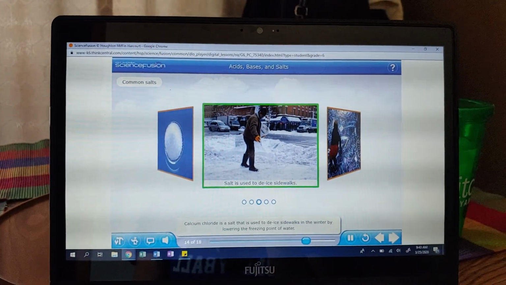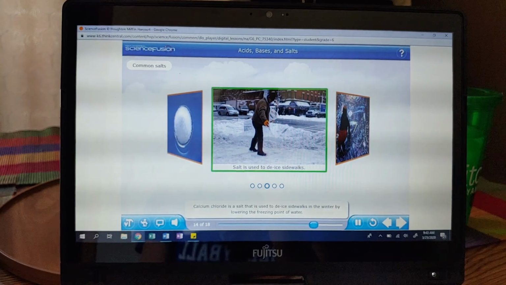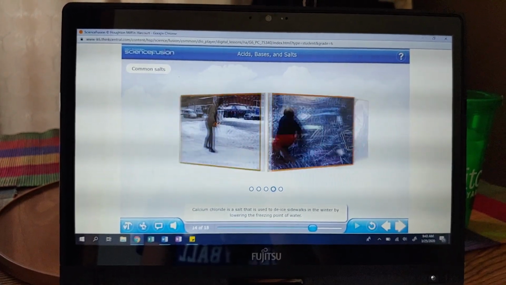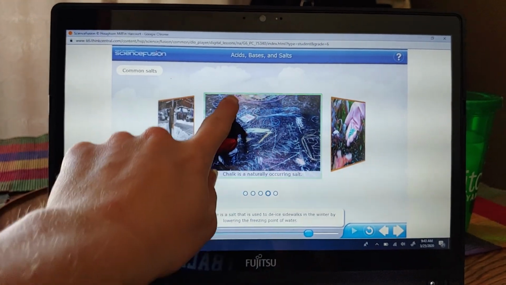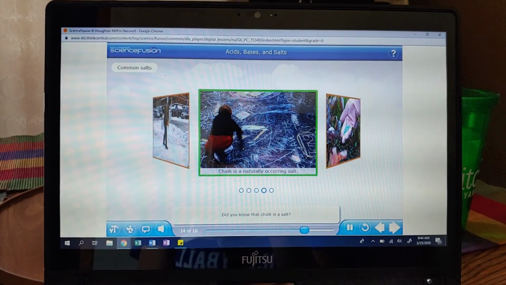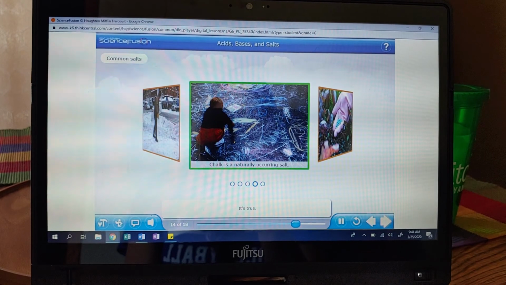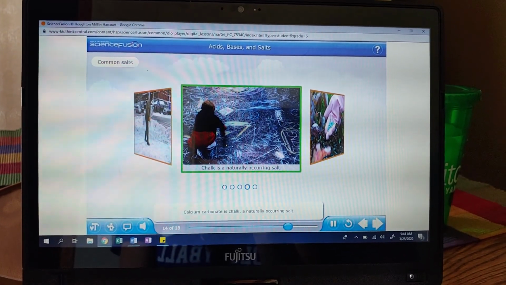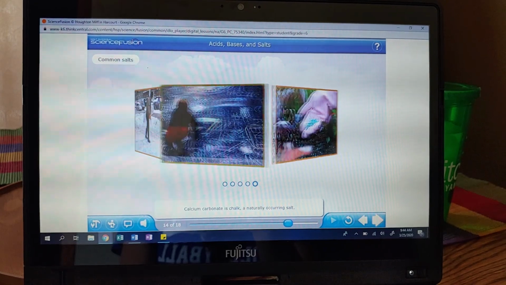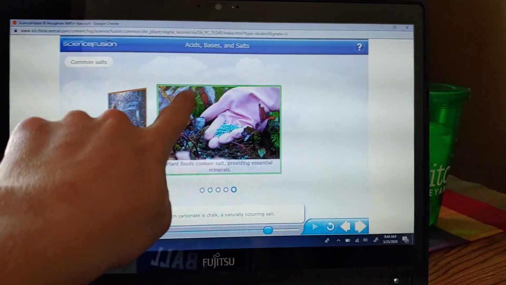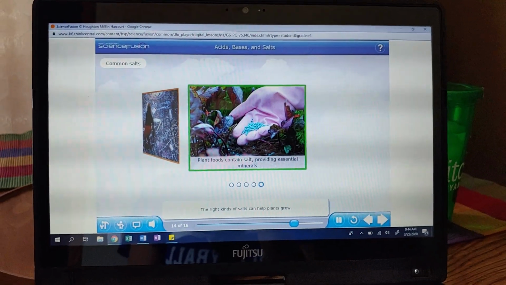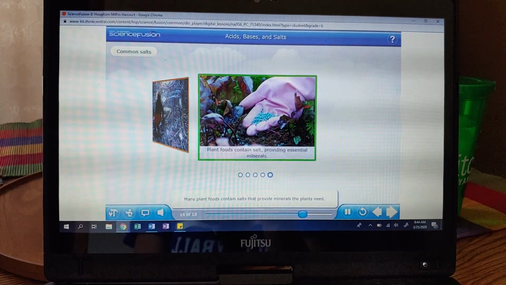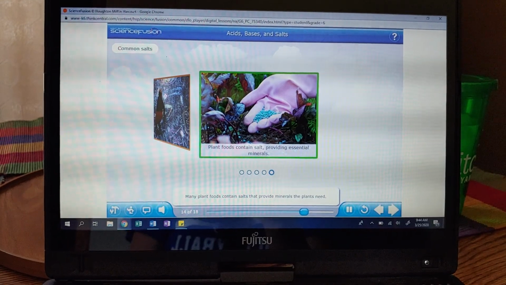Calcium chloride is a salt that is used to de-ice sidewalks in the winter by lowering the freezing point of water. Did you know that chalk is a salt? It's true. Calcium carbonate is chalk, a naturally occurring salt. The right kinds of salts can help plants grow. Many plant foods contain salts that provide minerals the plants need.